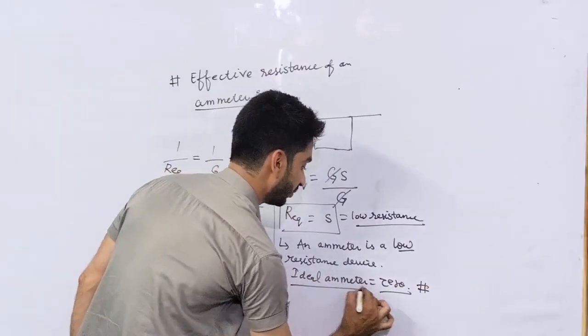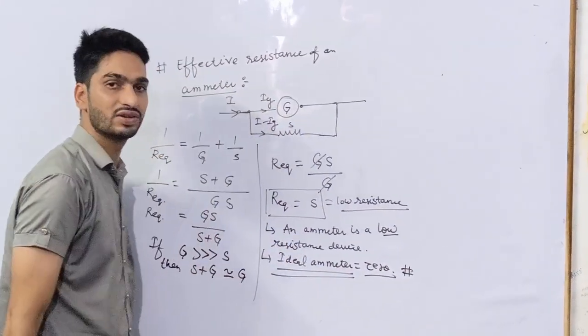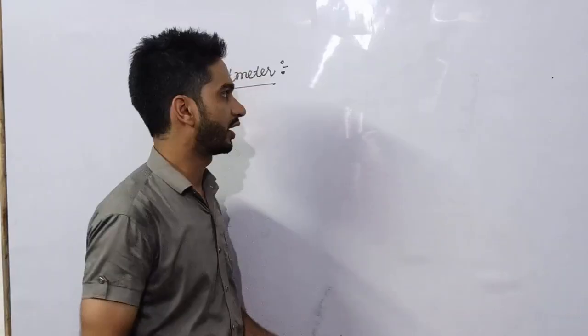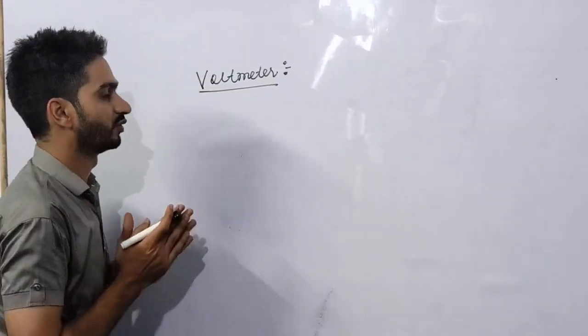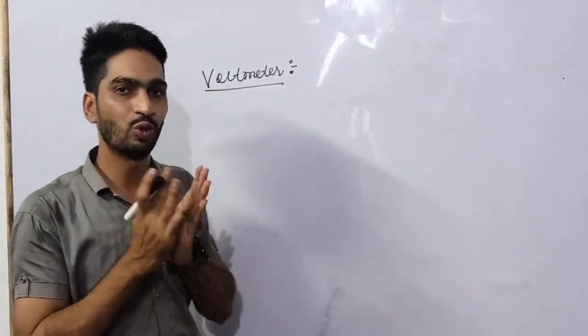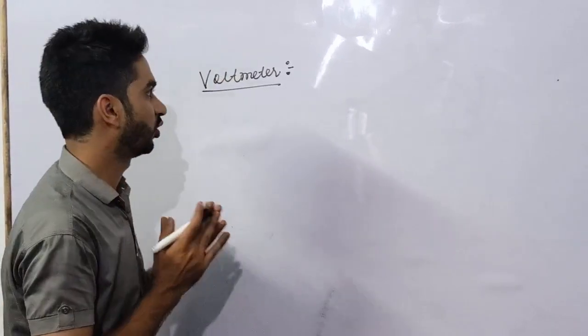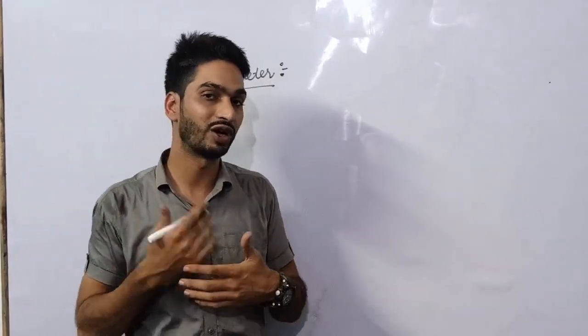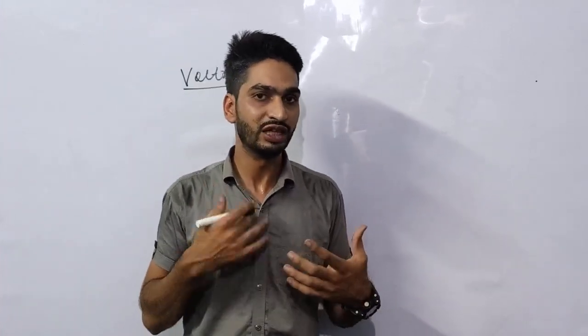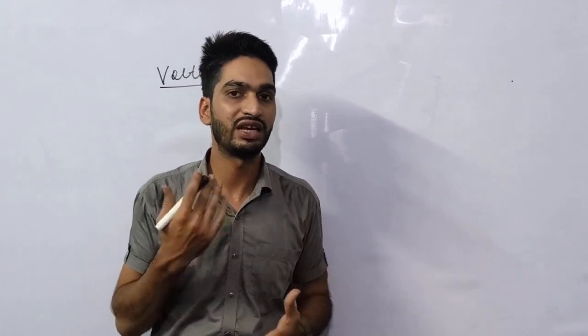The resistance of an ideal ammeter is 0. Okay, so now we convert the galvanometer into a voltmeter. First of all, if we connect the galvanometer directly in the circuit, what will happen? The galvanometer will take some current from the circuit and it will not give an accurate reading.